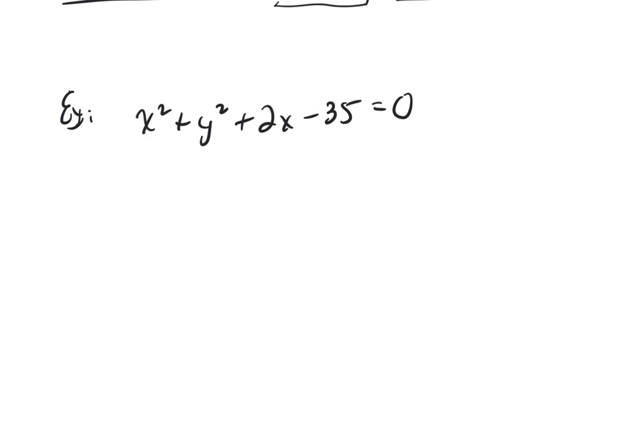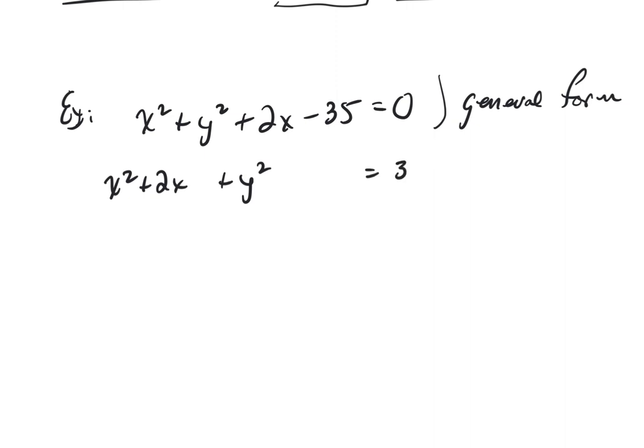So there's my equation, and once again, no parentheses. So that means this is general form, and what we want to do is get it into standard form. So once again, we put the x's together, we put the y's together, and we move the number to the other side. So we put the x squared and the 2x together, the y squared, oh boy, there is no y. Okay, that's what's a little different. And then we move the minus 35 to the other side by addition.